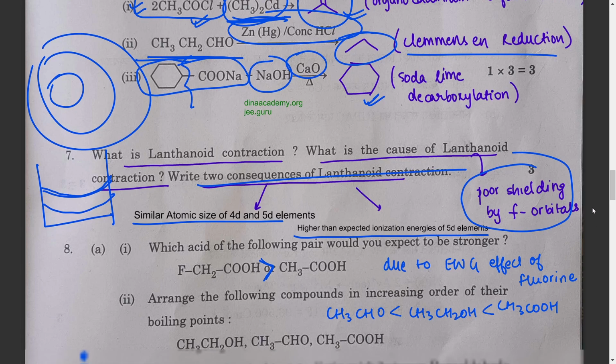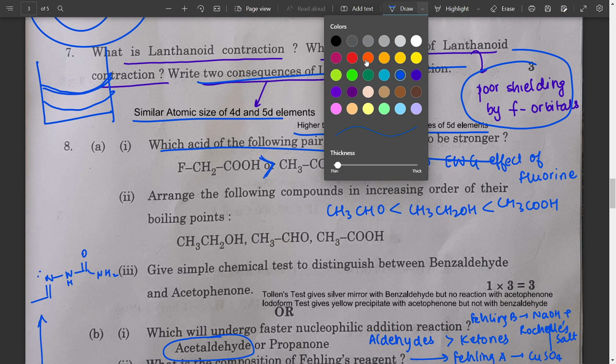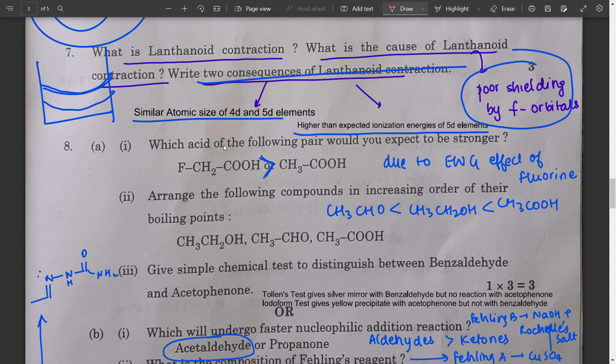Which acid of the following pair do you expect to be stronger? Well, let me just change color. There are two blues here, which is not good. Okay. Which acid of the following pair would you expect to be stronger? You have a fluorine here.